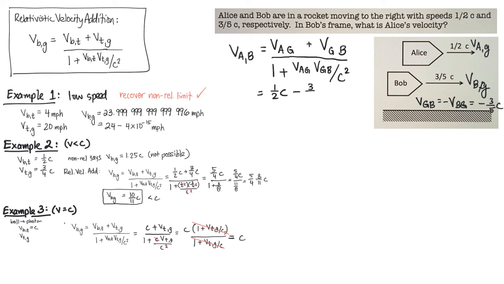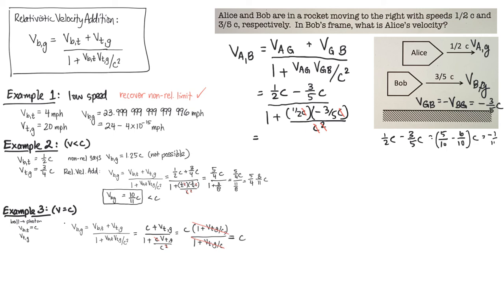So we do have VGB, it's minus 3/5 c. And in the denominator now, we have to do the same thing. VAG is half c, and VGB is minus 3/5 c, and we divide that by c squared. So, as always, these c's cancel in the denominator, and we do some math, okay? So 1/2 c minus 3/5 c, that's our numerator. That's 5/10 minus 6/10 c, or minus 1/10 c. So in our numerator, we have minus 1/10 c.